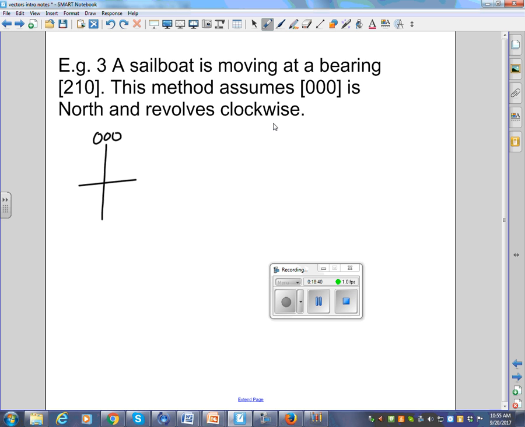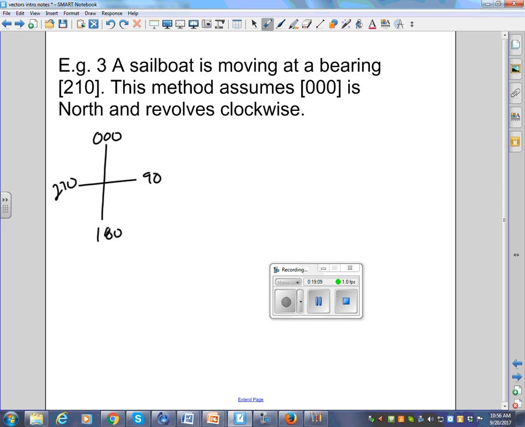Now, in today's digital age, clockwise might be foreign to you, you know, this kind of clock. Which way is clockwise? That way, right? Wipe on, not wipe off. Wipe on. You know that movie? Anybody seen that movie? It's from the 80s. So, east is going to be 90. South is going to be 180. And west is going to be 270.